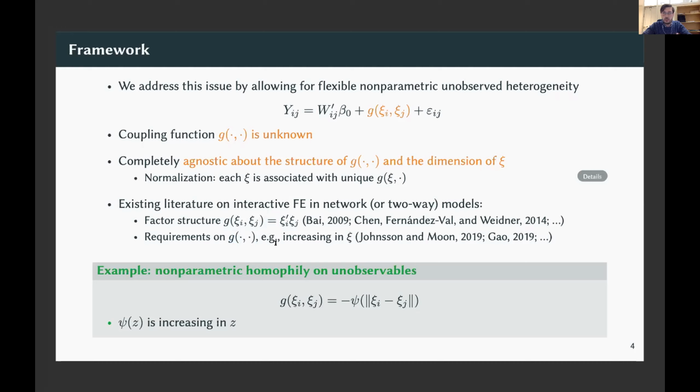At the same time, we know that networks are really about assortative matching and homophily, and it's important to account for this possibility. My flexible structure allows me, for example, to cover non-parametric homophily based on unobservables, in which this function G would be some decreasing function which depends on the distance between agents' latent characteristics. In this model, agents which are similar in terms of the unobservables are going to generate higher surpluses on average than those agents which are distant, and so I can allow for that in particular.